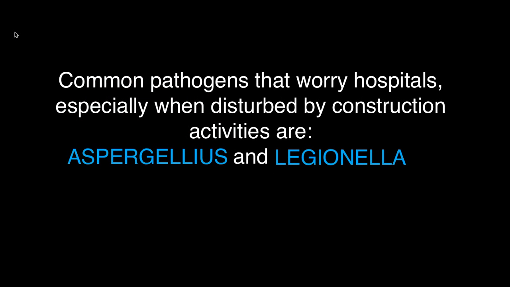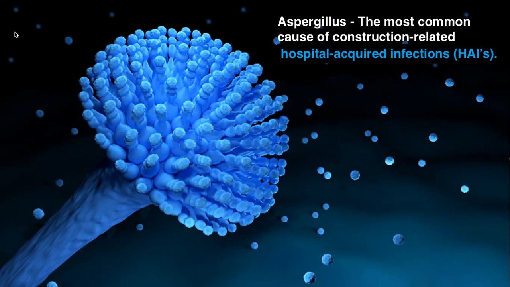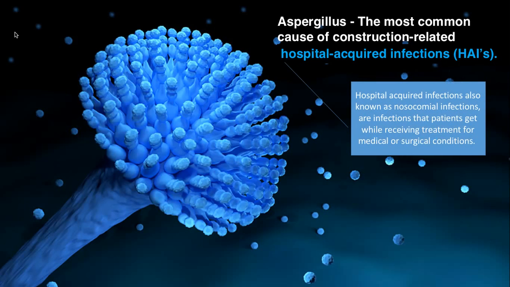Common pathogens that worry hospitals, especially when disturbed by construction activities, are Aspergillus and Legionella. Aspergillus is the most common cause of construction-related hospital-acquired infections, or HAIs. Hospital-acquired infections, also known as nosocomial infections, are infections that patients get while receiving treatment for medical or surgical conditions.